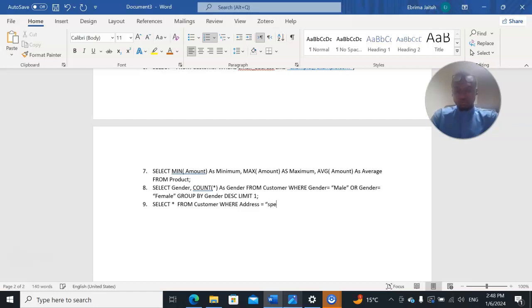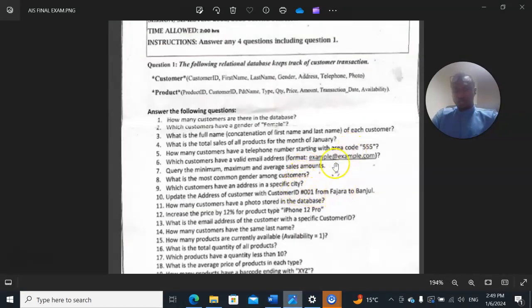We use underscore, specific city, and then we bring our semicolon. If that's what the question is referring to, because the question says which customers have an address in a specific city. The question does not clarify whether this specific is the name of a city or not. So that's the complication of the thing. The way it's framed, the structure is kind of weird. Okay, now let's go to question number 10.